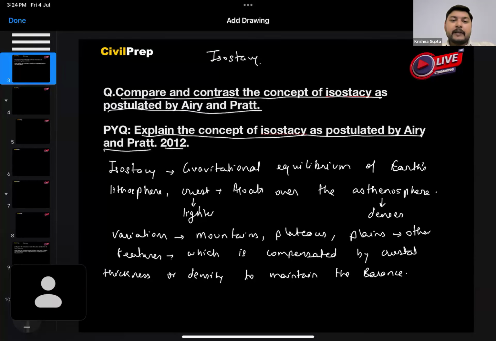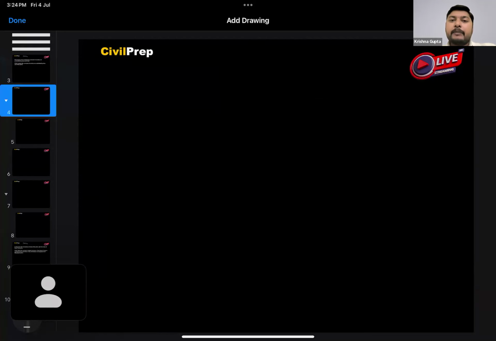The question is asking for the comparison and contrasting of the concepts of isostasy as postulated by Airy and Pratt. So we'll be directly moving to the aspect of the question, that is Airy and Pratt.